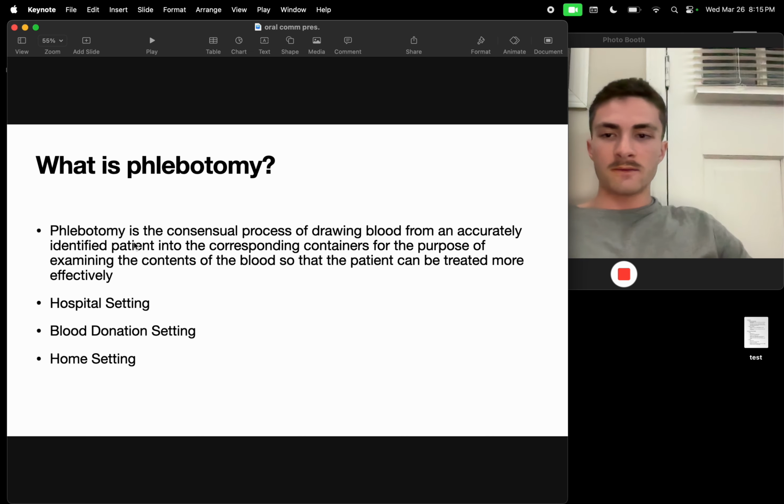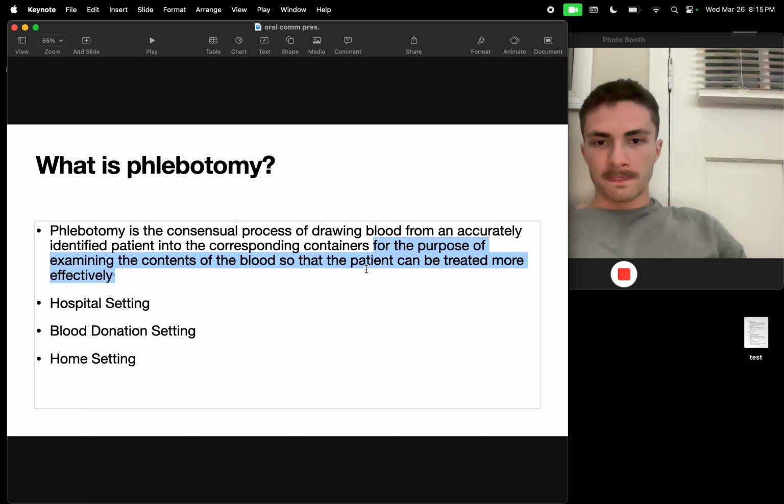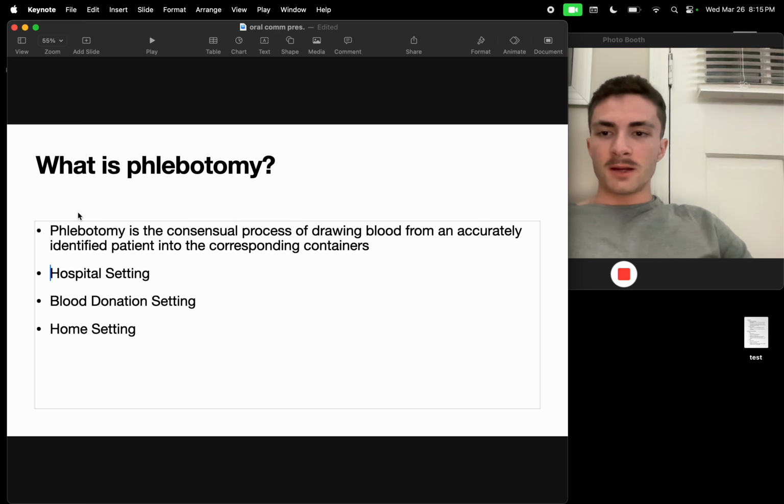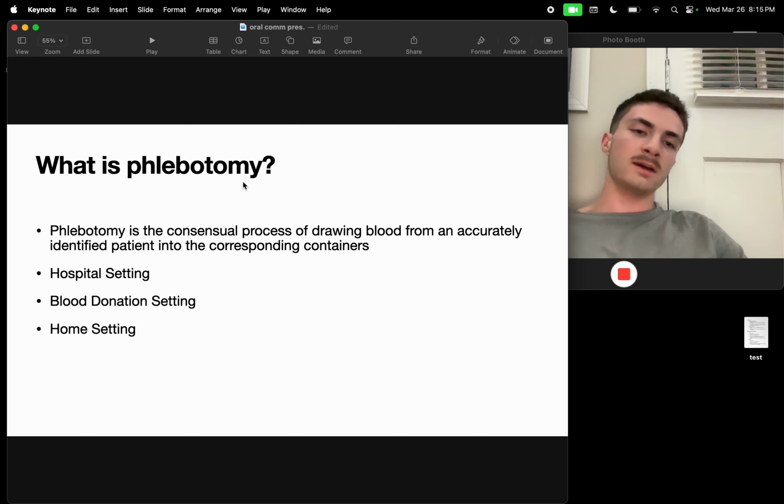First, what is phlebotomy? Ignore the rest of this definition. I want you to really focus on this. This is kind of not so important. So phlebotomy is the consensual process of drawing blood from an accurately identified patient to the corresponding containers. It can include other things.